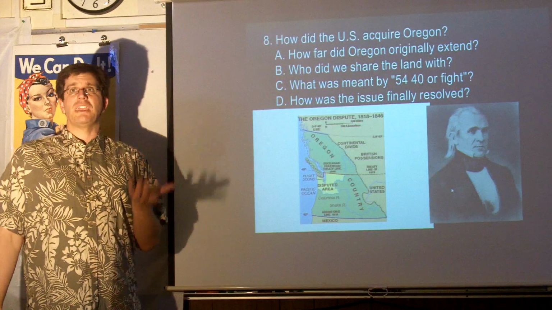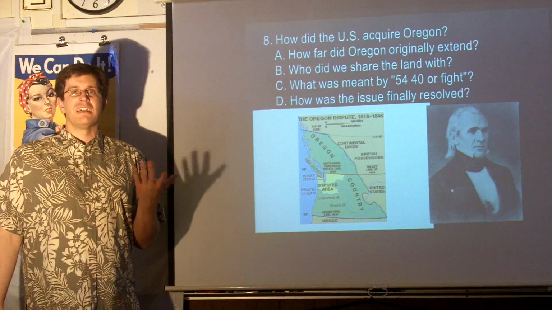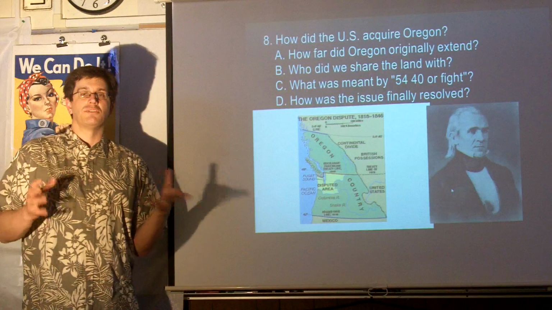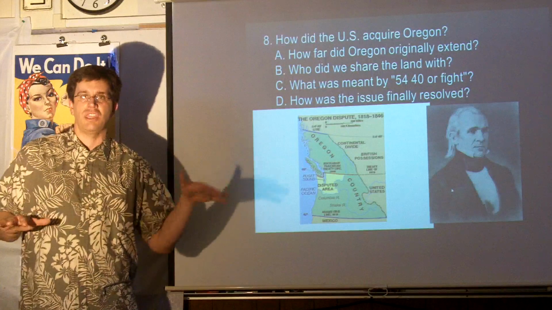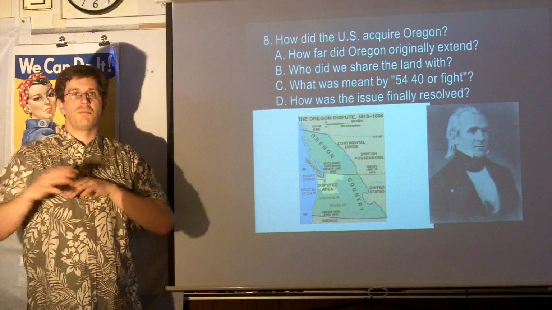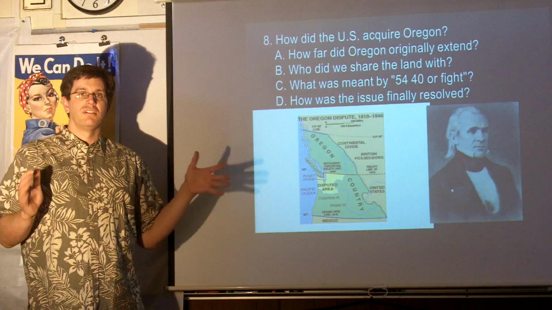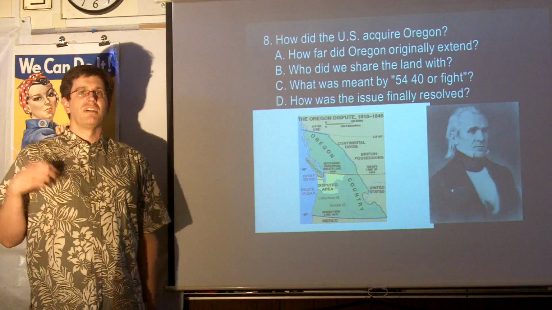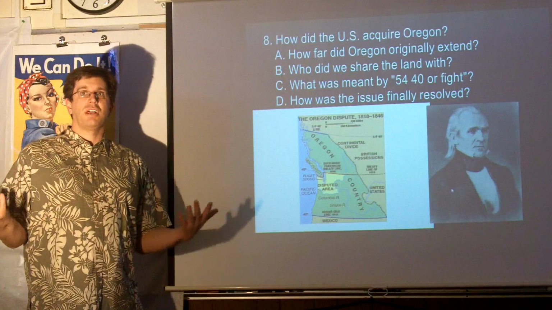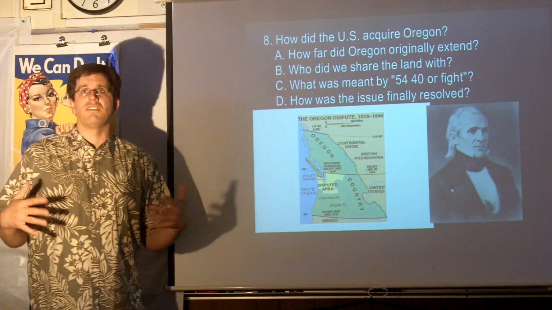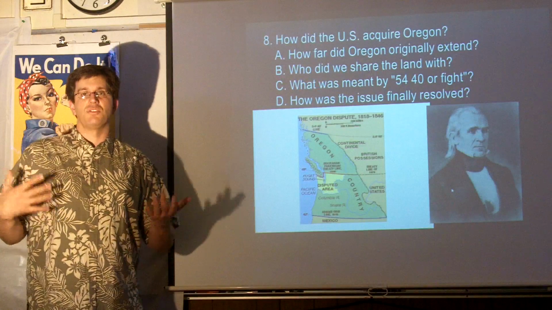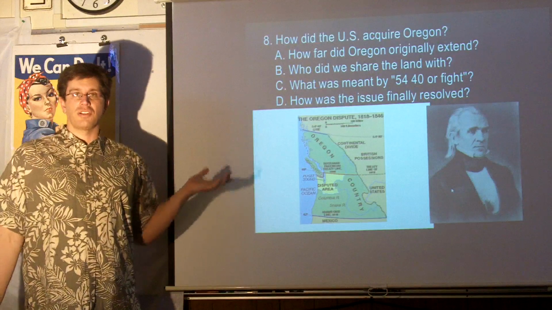Mexico, or Spain, I should say, gave up its claim in 1819 in the Adams-Onis, or Transcontinental Treaty, when they established a border from Atlantic to Pacific with the United States. Russia gave up its claim in 1825. They didn't have a large presence, mostly fur trading along the coast.